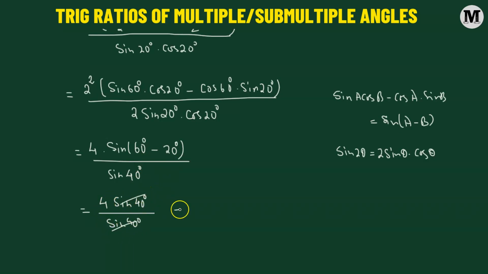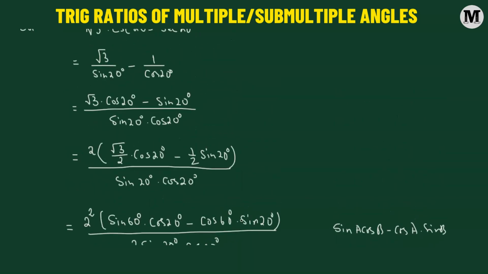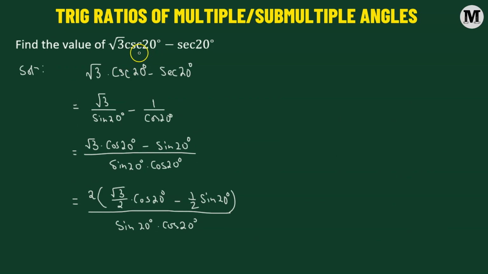So sine 40 cancels out. This will be equal to 1, and this is going to be the value of the given trigonometric expression, square root of 3 times cosecant 20 degree minus secant 20 degree.